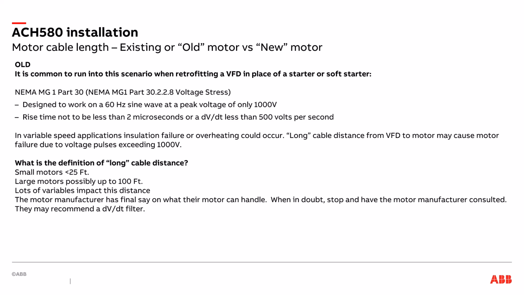Now, what is a long cable distance when it comes to these types of motors? Well, small motors may be 25 feet or less, larger might be 100 feet or less, but there's a lot of variables that impact the measurement and capability. The motor manufacturer has the final say on what the motor can actually handle. So when in doubt, reach out to the motor manufacturer for a consult, and they may recommend a DVDT filter.